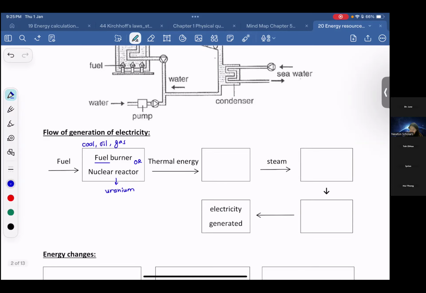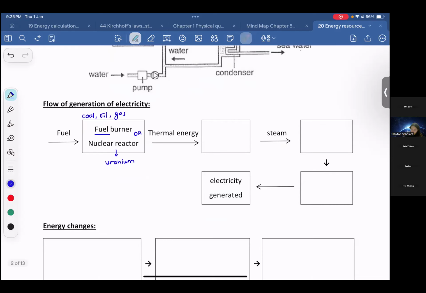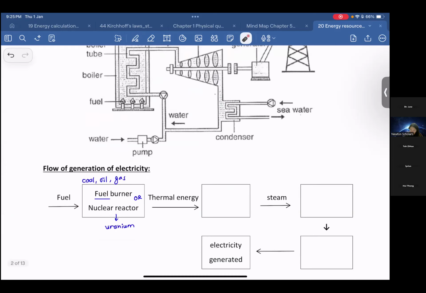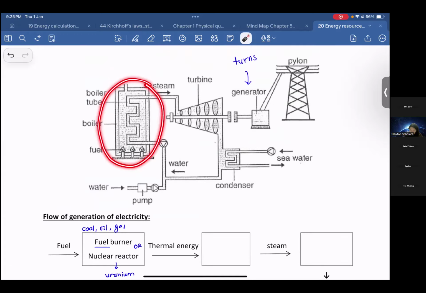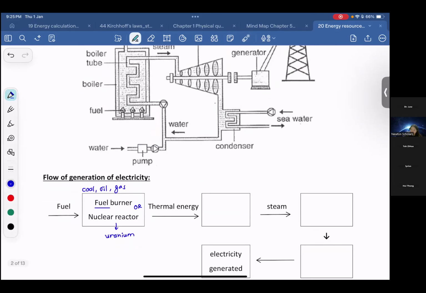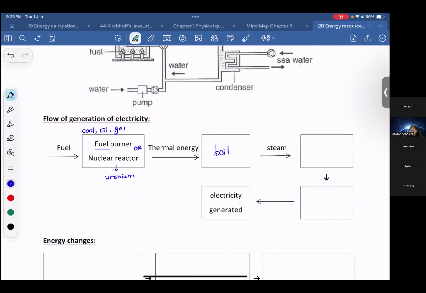Then after that, this one is talking about the structure. So it happens inside here. Here is the burner or nuclear reactor. We produce the heat. Then we come here, we have the boiler. The water will boil. When water boils, it becomes steam, because water becomes hot by gaining thermal energy. Steam will turn the turbine. The turbine will turn the generator. So at the end we get electricity. This is the whole process, the flow of generation of electricity.